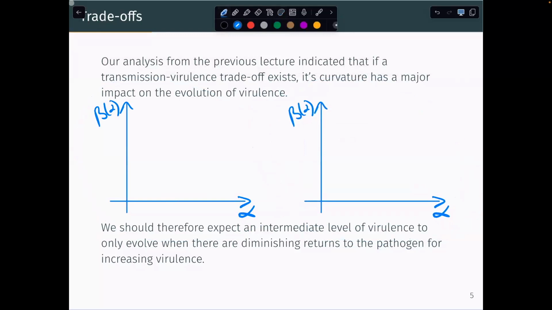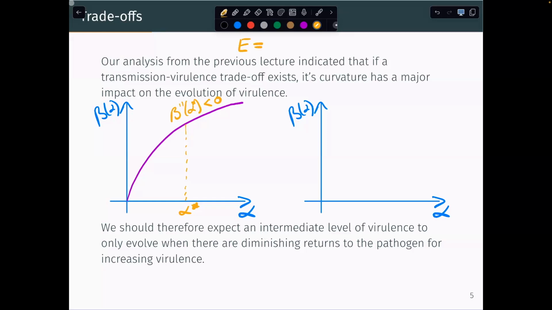Okay. So suppose we have a situation that looks something like this. So here we find our singular strategy, wherever it happens to be, some alpha star. Can anyone tell me what is going to be the sign of the curvature at alpha star? Can it be positive or negative? It's going to be negative, yeah. So this is negative.